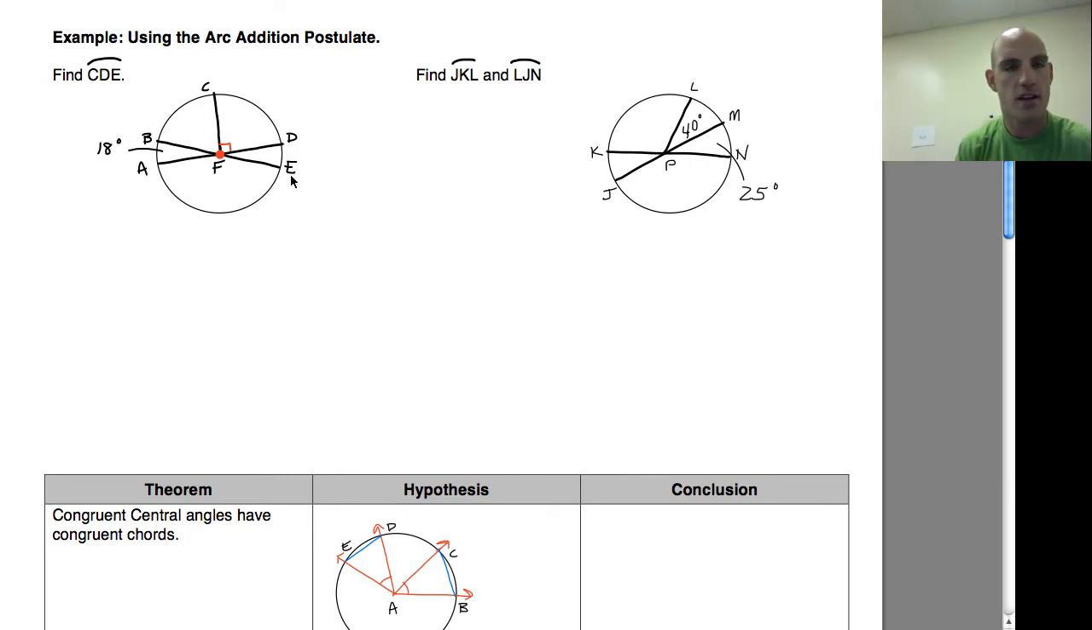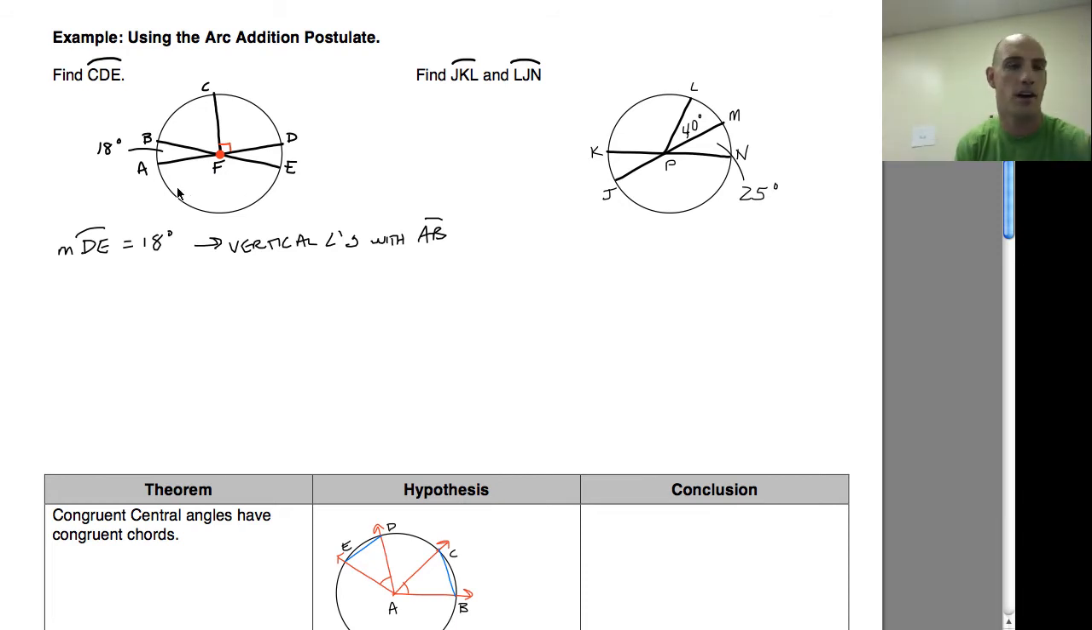Let's find the measure of CDE. Well, what do we know so far? So far, we know that AB is 18 degrees, and so we know that CD is 90 degrees, okay? So if we want to find CDE, we need to do a little bit of figuring. Well, we know that AB and ED are sharing chords, and so DE is equal to 18. So that's the measure of arc DE. And it must be 18 because it's a vertical angle with AB. And so that's 18.